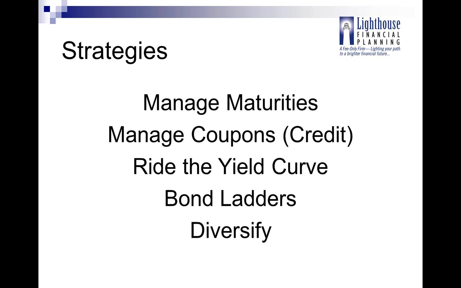We can play with the maturities. We can play with the coupon rates or the credit of the issuers. We can look at what the yield curve is and try to optimize where we are in the yield curve. And we use bond ladders and we diversify.